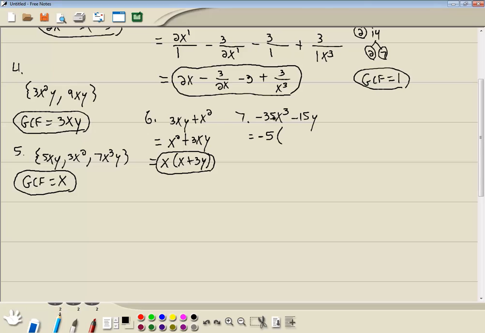Remember, factor means to divide out. Negative 35 divided by negative 5 gives me a positive 7, x to the third. Negative 15 divided by negative 5 gives us a positive 3 y. And that would be our answer.